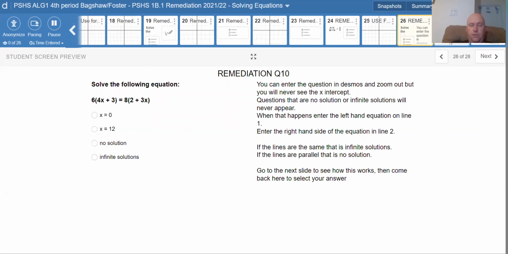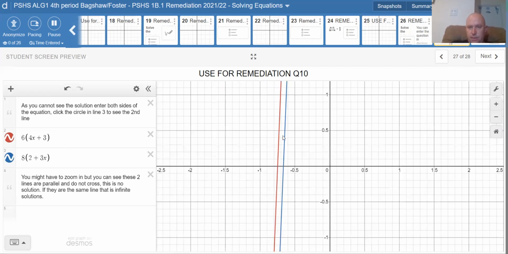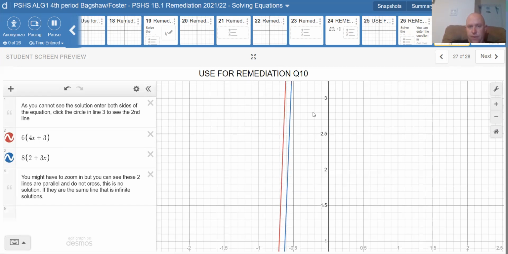But there is an alternative solution. We can type in the left-hand side of the equation on one line and the right-hand side on the next line, and then we can look at what happens. So here's my first line, 6 times 4x plus 3. And here's my second line. And hopefully you can see here that they're slightly different to each other. And if I zoom in a little bit, you can see that there's a big gap here. They never actually cross.